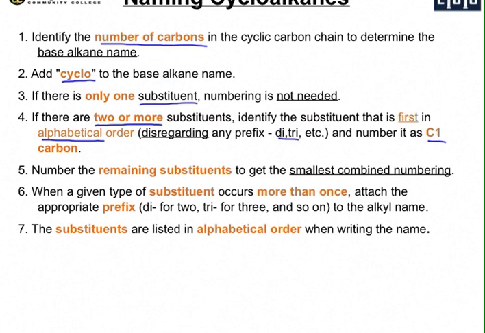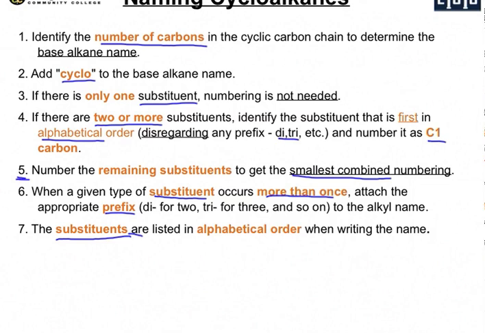And then you move on to step 5, where you're now going to number the remaining substituents attached. You will do the numbering for that based on getting the smallest combined set of numbers. And again, we'll show you that in an example. Once you've done that, now you've numbered all your substituents. If you have a substituent that occurs more than once, you're going to put a prefix on the name of that substituent. And then finally, you're going to list the molecular name for this compound.